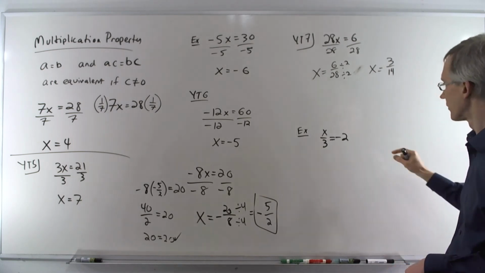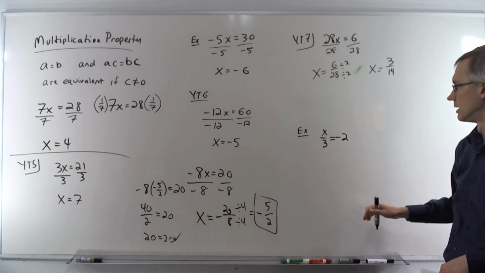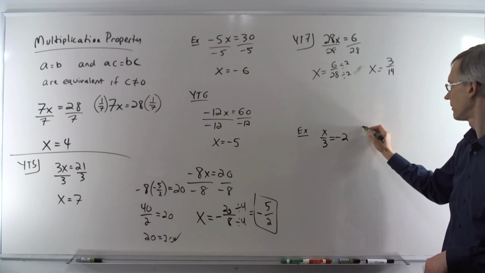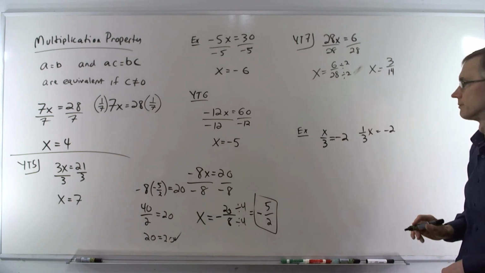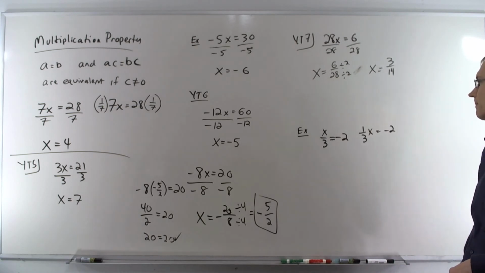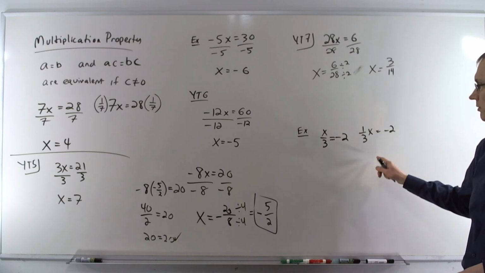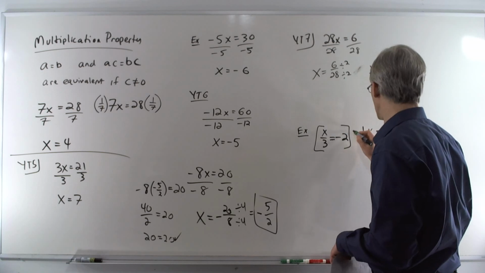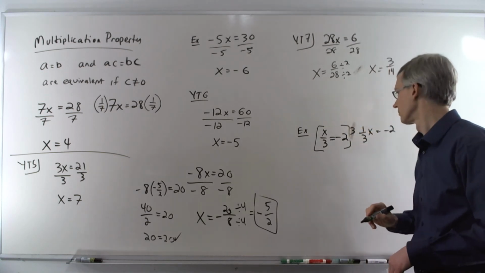Next up, we've got an equation with a fractional coefficient. One way of writing this is x over 3 equals negative 2, or it may be written as 1/3 x equals negative 2. You may see it either way. They mean the same thing. All right, so we're going to clear these fractions, or this fraction, by multiplying the entire equation by 3.